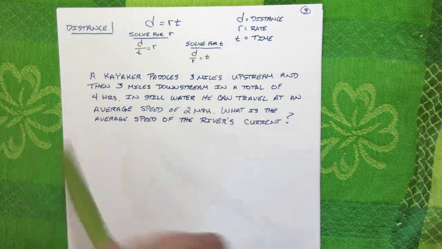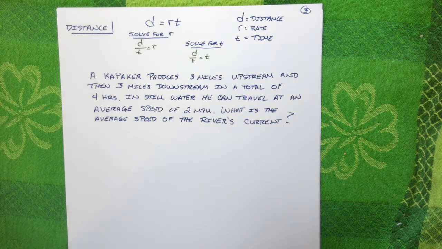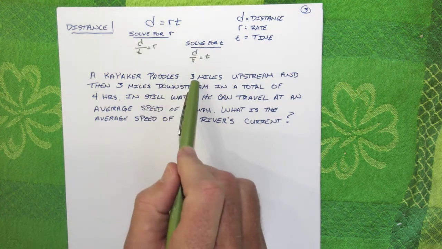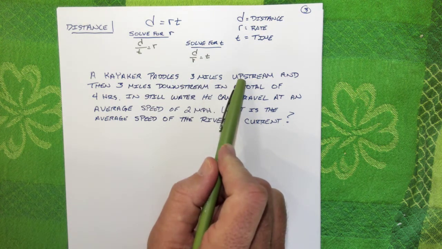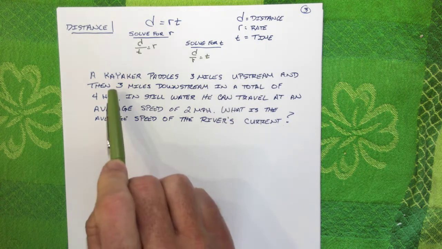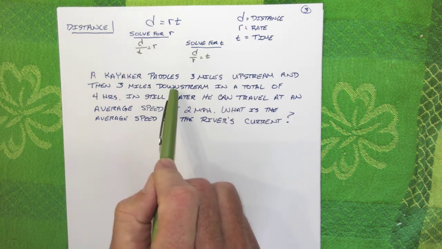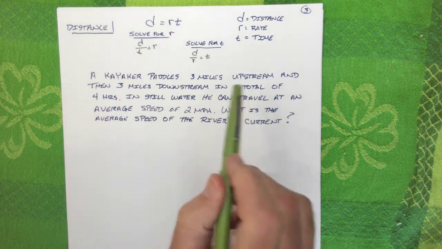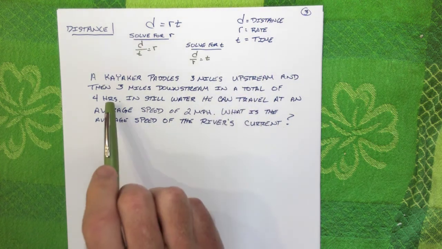Okay, we've got a kayaker. Let's say you did those rentals down on the river. Probably not when it's high water, but they're going to paddle 3 miles upstream. What should we all know about paddling upstream? It's harder. And then 3 miles downstream. What should we all know about paddling downstream? It should be easier. You're with the current. And they did that in a total of 4 hours.